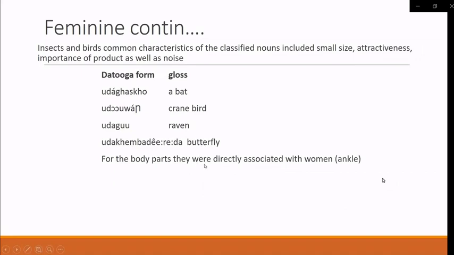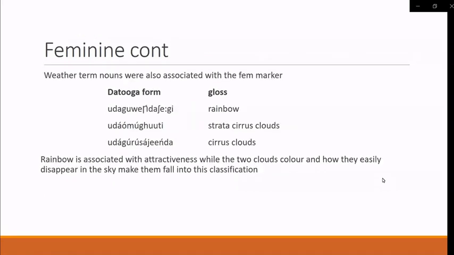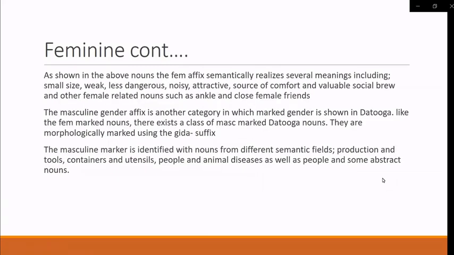For the body parts, they were directly associated with humans. For example, an anchor is called Uda Awar Kademga. Then we have weather terms, such as Uda Gwengda Shegi, a rainbow. Here we have another synthetic formation, Uda Omuguti and Uda Guru Sajenda, stratocumulus cloud and cirrus cloud. And this rainbow is associated with attractiveness, with the two cloud colors and how they easily disappear in the sky, which makes them fall into this classification.